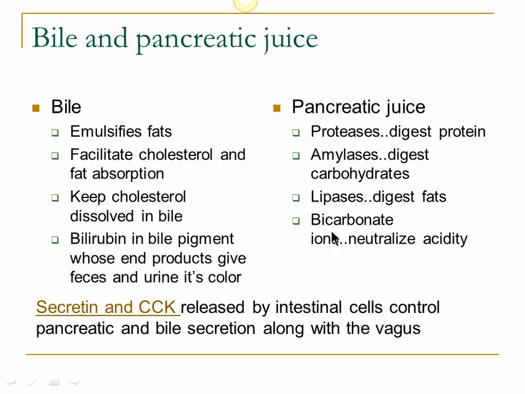And then pancreatic juice also has a lot of bicarbonate ions, and the function is to neutralize the acidic chyme which comes in. And I said that cholecystokinin and secretin, which is released by the intestinal cells, helps to control bile and pancreatic juice secretion. So let's take a look here.